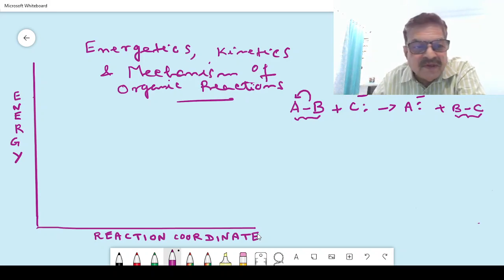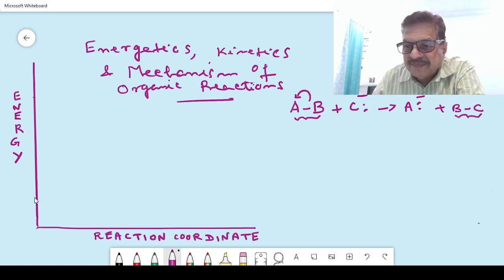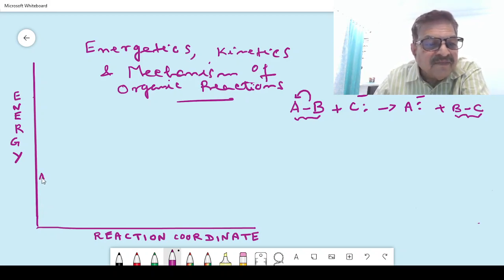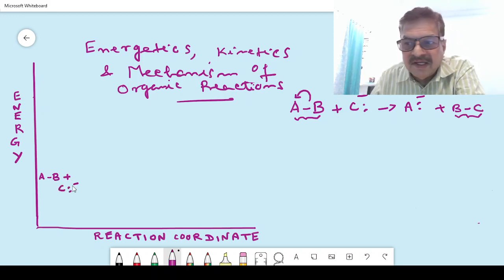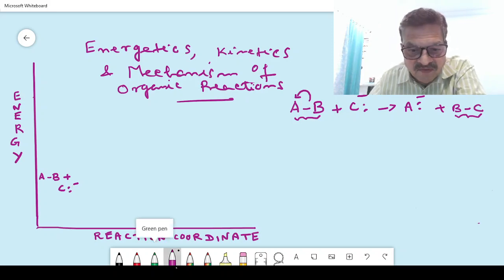Now, this is our AB. That is our reactants here. AB plus C. This is the energy level of the reactants here. When these reactants approach each other, what will happen here?